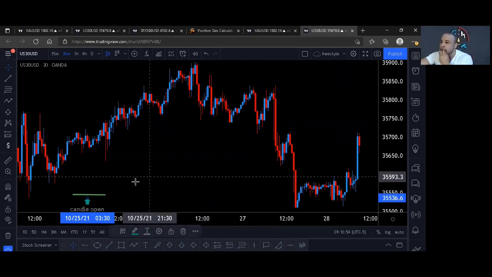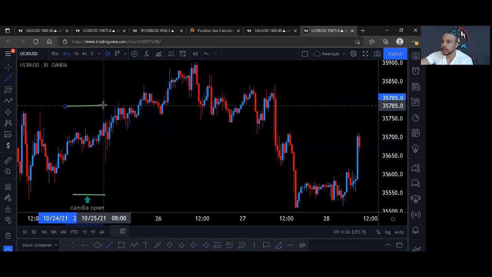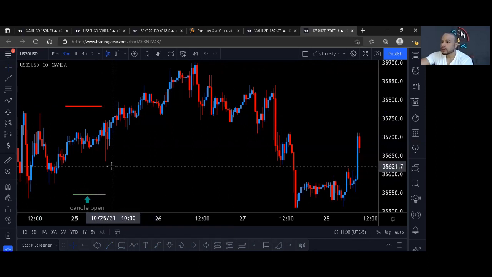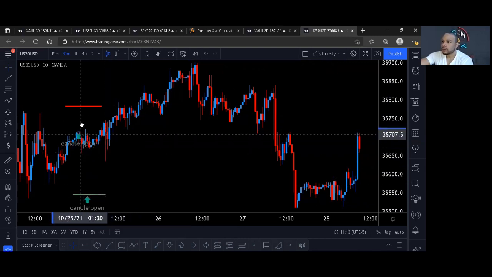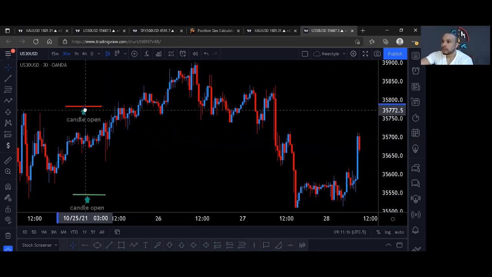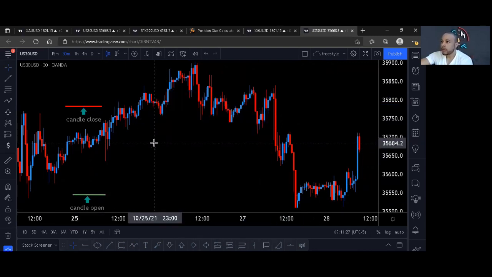Okay, so this is the beginning of the candle. Candle open. And then this is going to represent the close of the candle. All right, so what we're going to look at is how these candles form and print in the market.